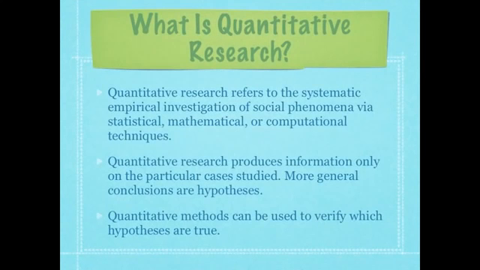Quantitative research refers to the systematic empirical investigation of social phenomena via statistical, mathematical, or computational techniques. You should recognize that definition. That's right out of Wikipedia. I like that. Empirical is about numbers. When you think quantitative research, think number research, quantifying things with numbers. Quantitative research produces information only on the particular cases studied. More general conclusions or hypotheses are possible, and quantitative methods can always be used to verify which hypotheses are true.